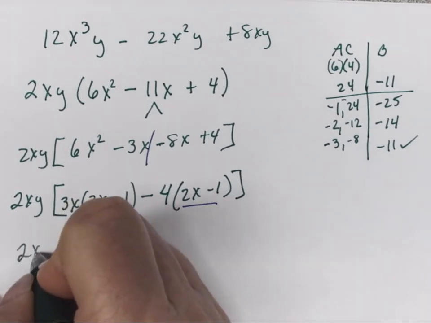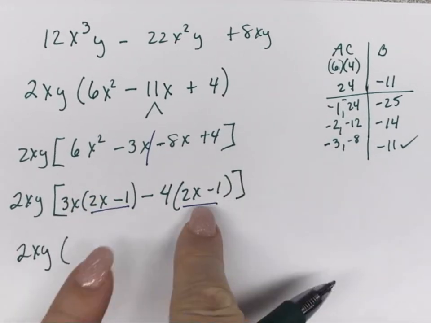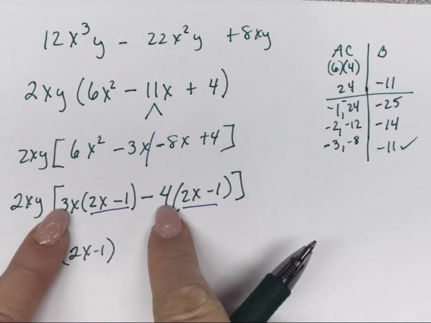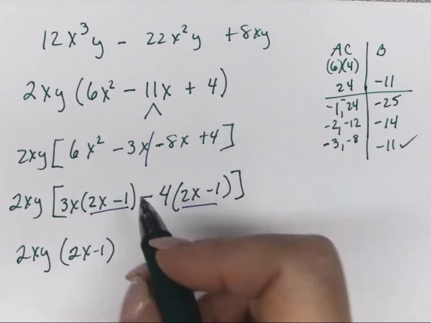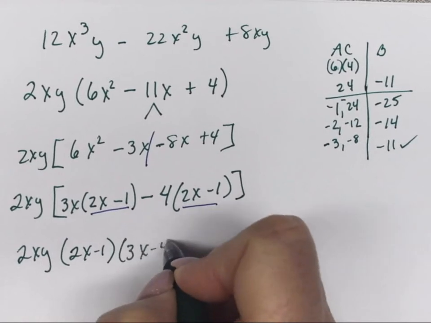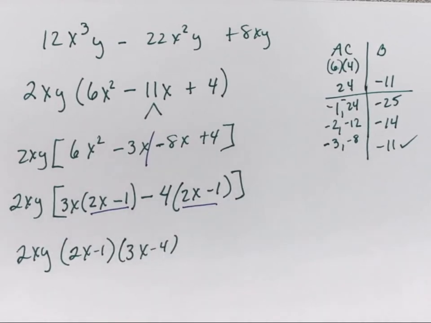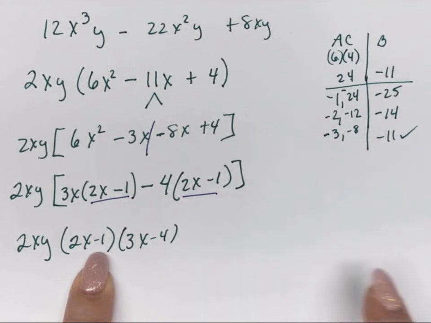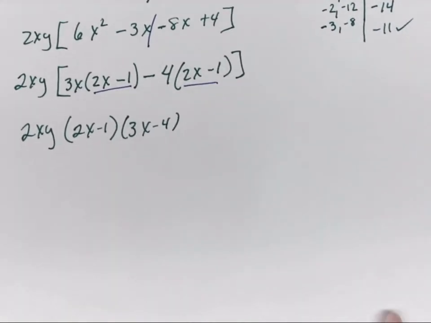So now we have 2xy, factor out our common factor of 2x minus 1, and when we factor those out, we're left with 3x minus 4. Notice these numbers don't match what's over here because there was not a 1 out front. All right, let's do another one.